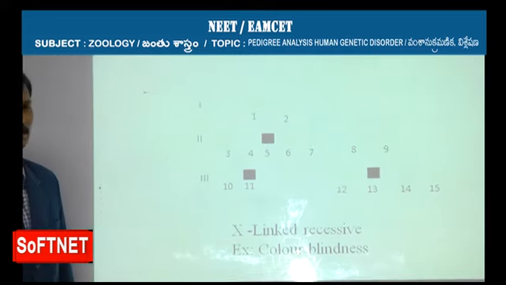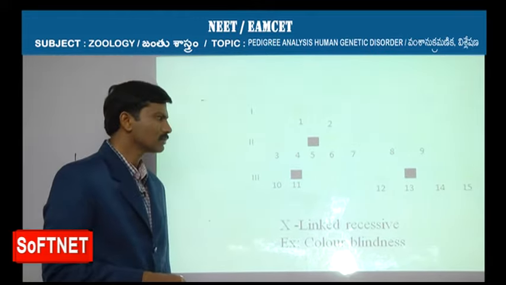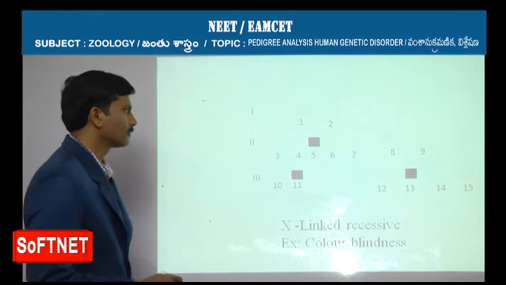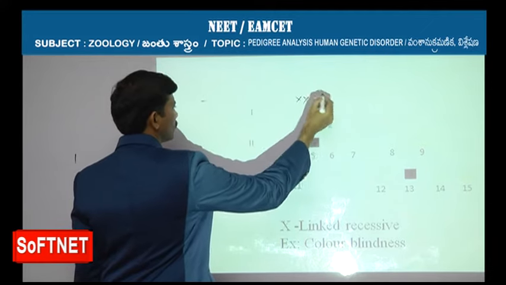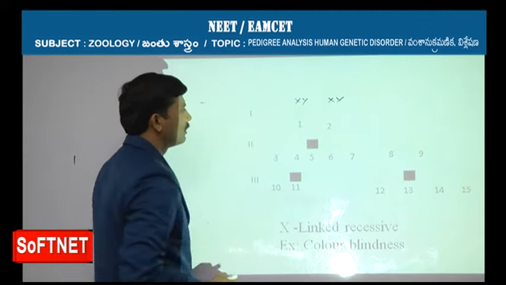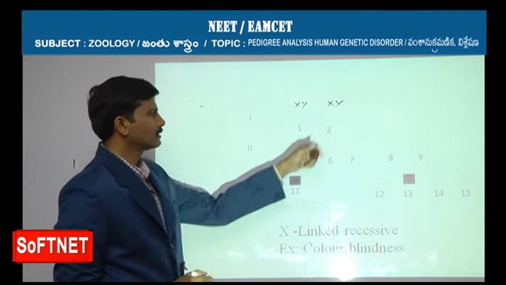There are so many X-linked recessive disorders. For example, here we took color blindness, and based on that we studied this. If you are interested, you can write the genotypes of this one. For example, XX, XY: XY is of course the male, XX is the female.